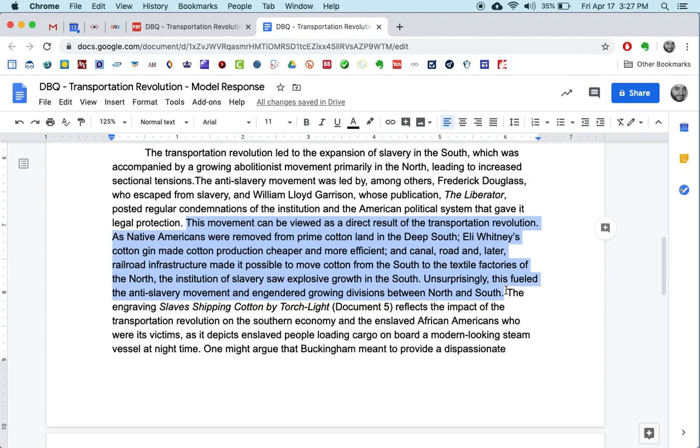This movement, meaning the anti-slavery movement, can be viewed as a direct result of the transportation revolution. As Native Americans were removed from prime cotton land in the Deep South, Eli Whitney's cotton gin made cotton production cheaper and more efficient, and canal, road, and later railroad infrastructure made it possible to move cotton from the South to the textile factories of the North. The institution of slavery saw explosive growth in the South. Unsurprisingly, this fueled the anti-slavery movement and engendered growing divisions between North and South.